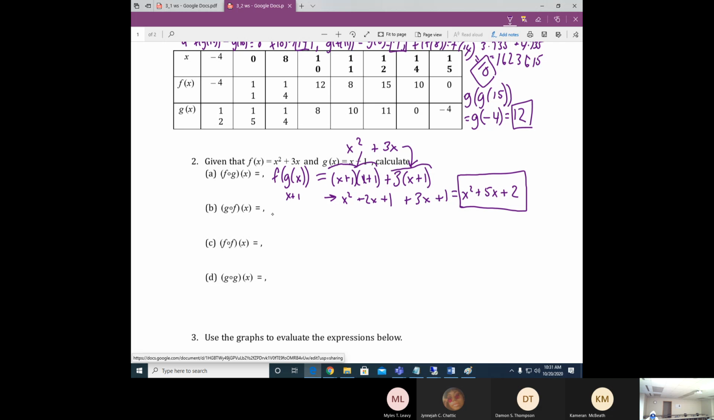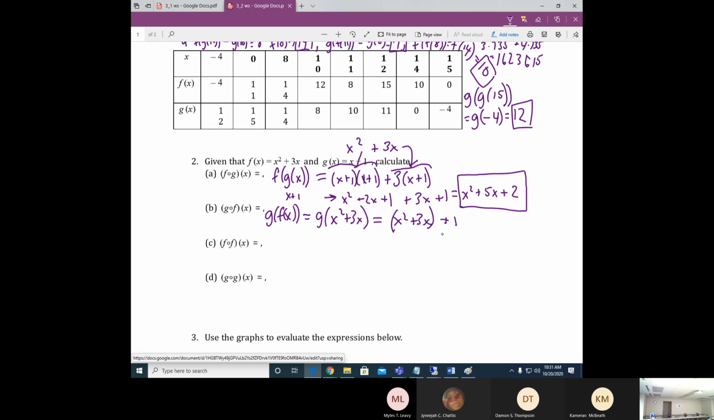Let's do another one then. G of f of x, we go the other way. G of f, well, g is take whatever it has for input and add 1 to it. Okay? So g of f of x, well, what's its input? Its input is x squared plus 3x. Well, whatever I give for input, I add 1 to it. X squared plus 3x. There's my x squared plus 3x plus 1.